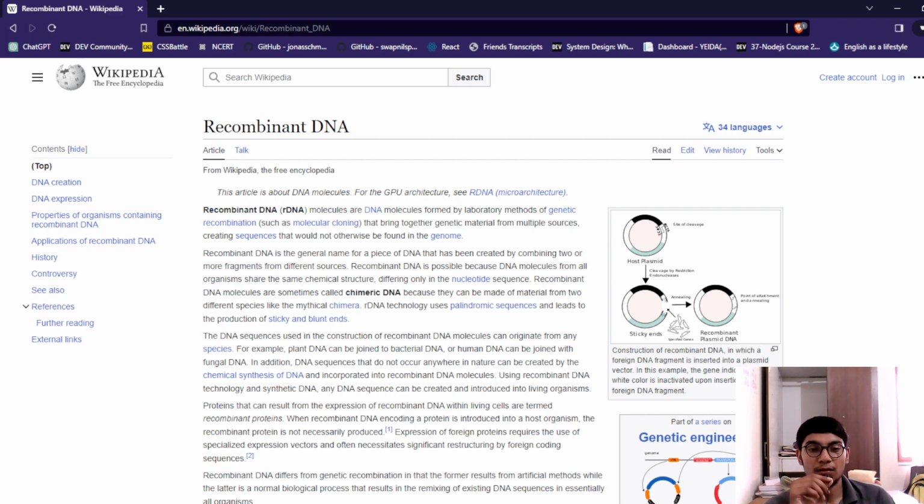Recombinant DNA molecules are sometimes called chimeric DNA because they are made of material from two different species, like the mythical chimera. DNA technology uses palindromic sequences, which lead to the production of sticky and blunt ends. A DNA sequence is required for the construction of recombinant DNA molecules, which can originate from any species. For example, plant DNA can be joined with bacterial DNA, or human DNA can be joined with fungal DNA.